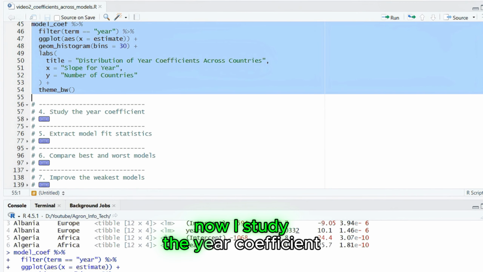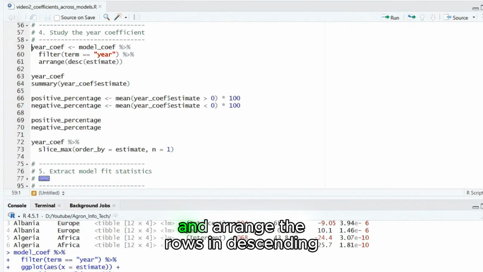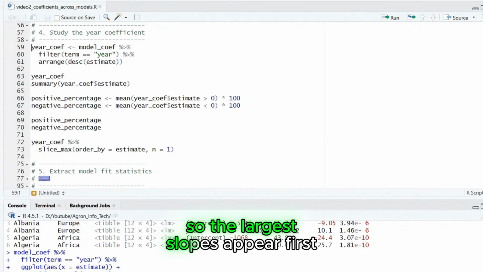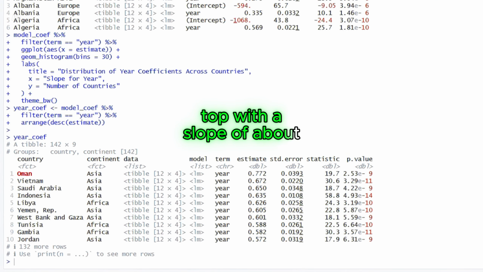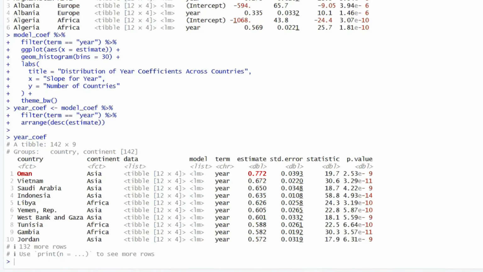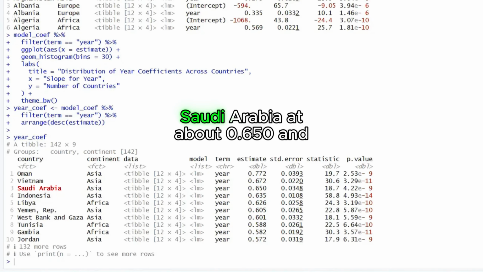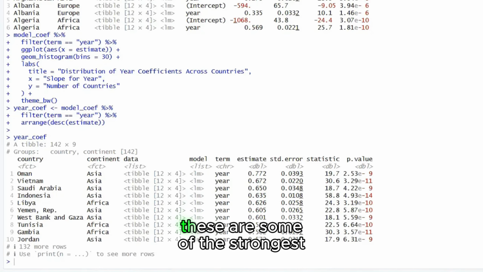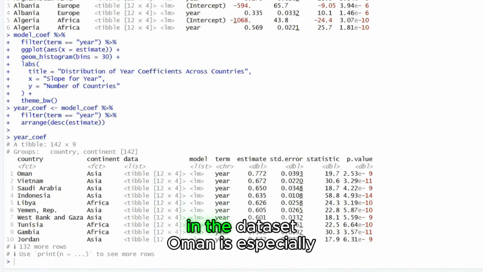Now, I study the year coefficient more directly. I filter for the year term again and arrange the rows in descending order of the estimate, so the largest slopes appear first. The output shows Oman at the top with a slope of about 0.772, followed by Vietnam at about 0.672, Saudi Arabia at about 0.650, and Indonesia at about 0.635. These are some of the strongest upward life expectancy trends in the dataset.